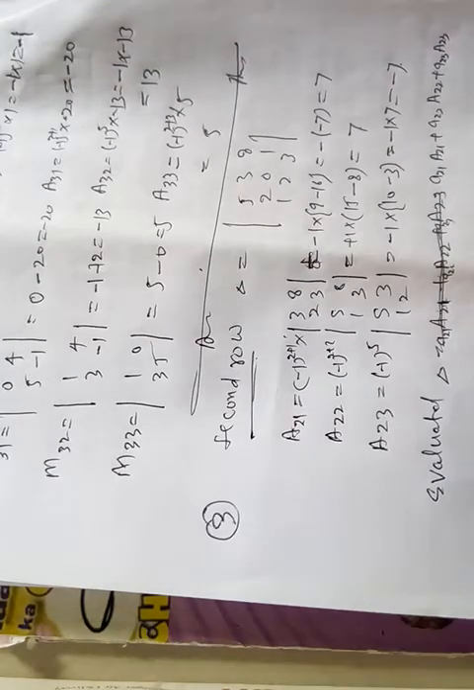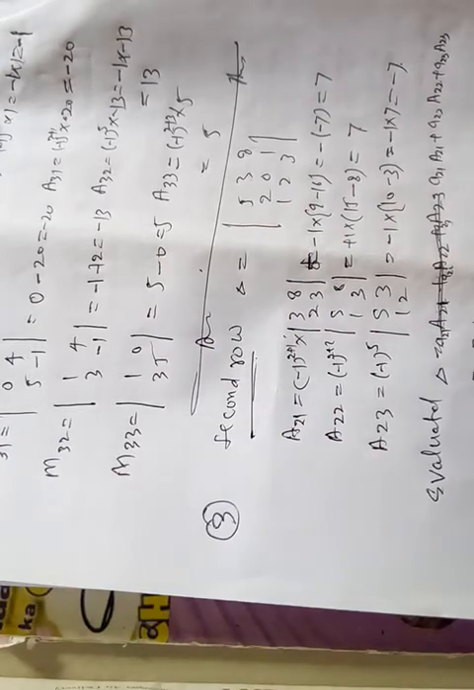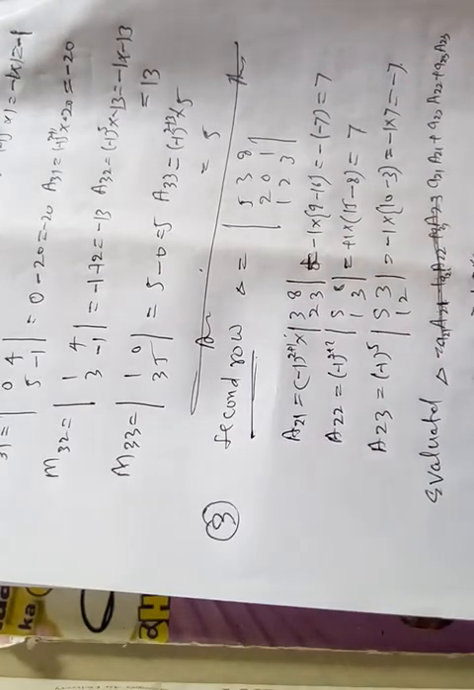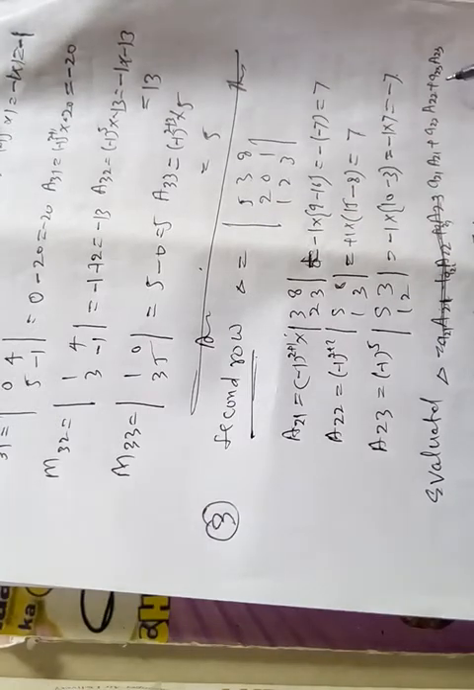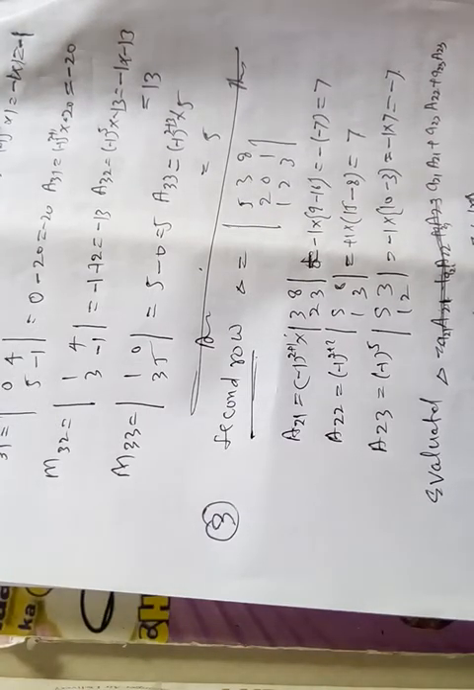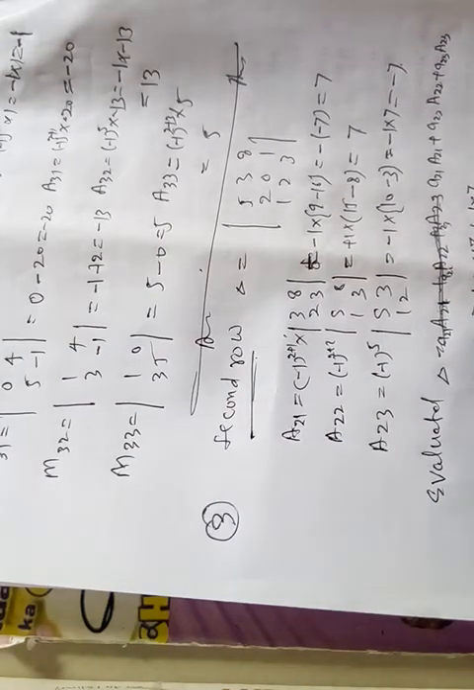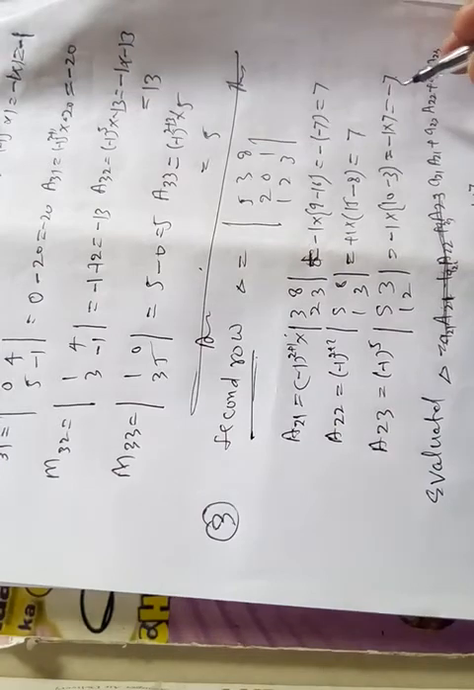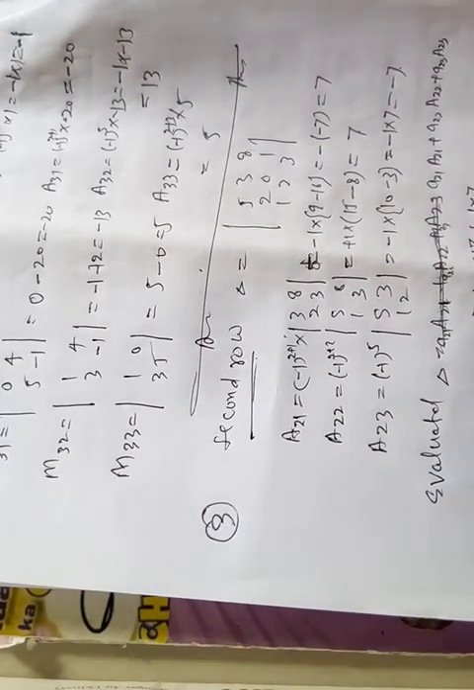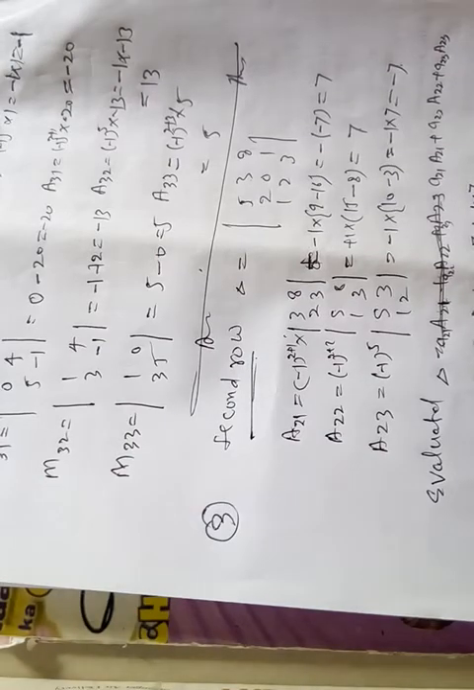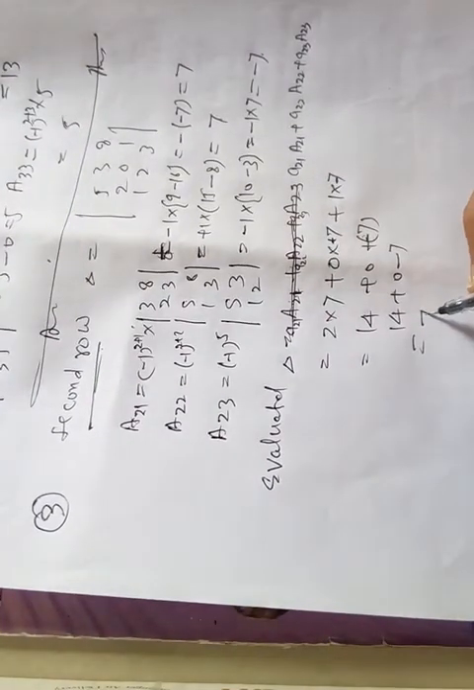cofactor A23. Okay, element 2 and cofactor 7, plus element 0 cofactor minus 7, plus 7 plus element 1 and cofactor 7 is 14. This 0 plus 7, minus this is also minus, this is also minus. Okay, so 14 plus 0 minus 7 equal to plus 7.